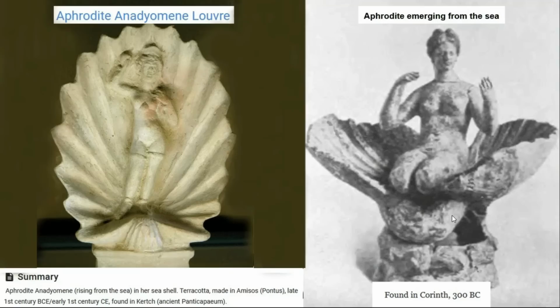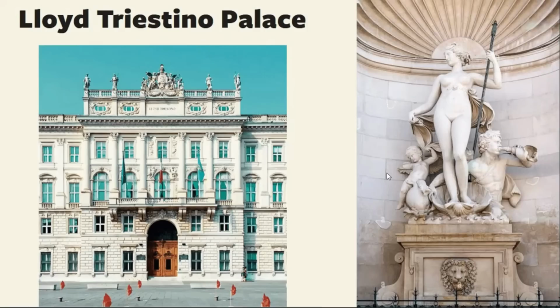So it seems to be a consistent theme, and there's even physical artifacts that feature a scallop shell and a female figure. In this case, we're told it's Aphrodite. But again, it seems like there's this connection that's been carried forward into Renaissance paintings. And you can even find sculptures associated, for instance, with this palace in Italy. Above the figure here, you have the scallop shell.